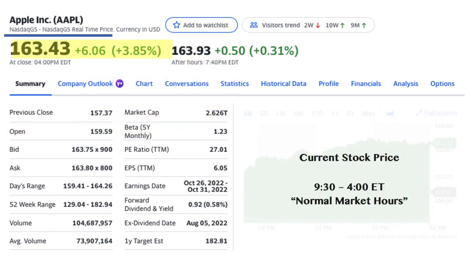Highlighted here, you'll see the price per share of stock. If it is normal market hours, between the hours of 9:30 a.m. and 4:30 p.m. Eastern Time, you'll see that number jumping all over the place as different investors buy and sell the stock. Right now, the market is closed, and so it's not bouncing around.